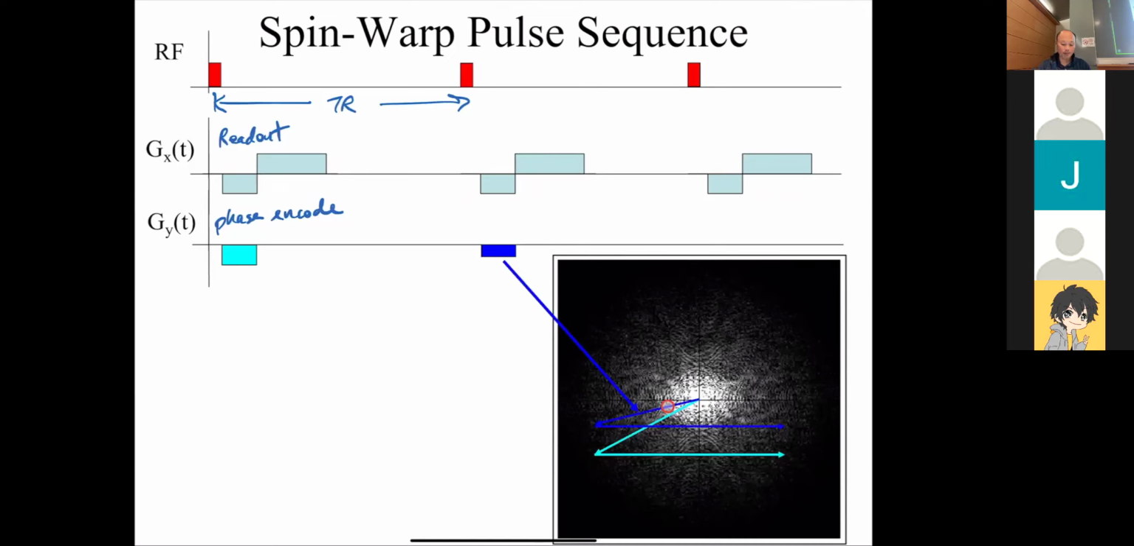And then for the last repetition that I'm showing you, there's no GY gradient. So I just stay on the KY equals 0 axis. I just go out this way, and then I come along and I zoom across here. Yes, question.